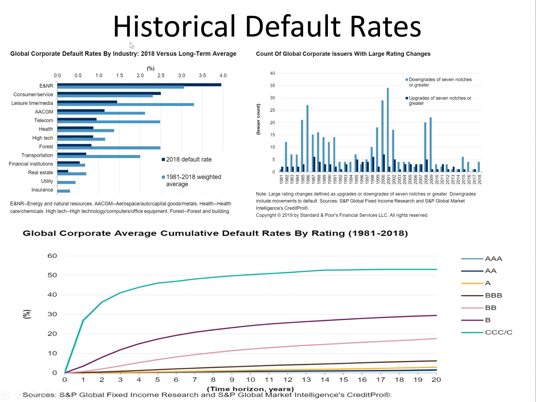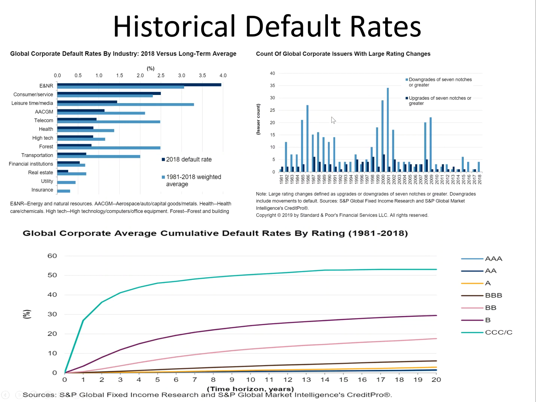If I look at some historical default rates, this schedule up here shows the global corporate default rates by industry. And if we look at the lighter blue line, it's the 1981 to 2018 weighted averages. So you can see that some industries like utility and insurance have default rates less than 0.5% in any given year. And some industries like energy and leisure have default rates up to 3% in any given year. And we have some information here about firms with multiple downgrades or upgrades. When we talk about downgrades or upgrades, we're talking about switching from, say, a BBB to a BBB- and so on.